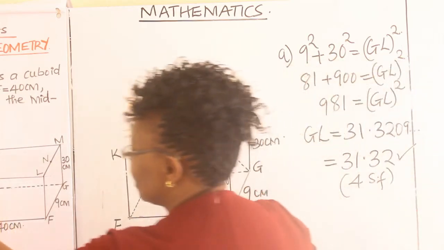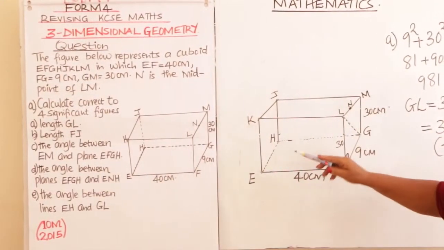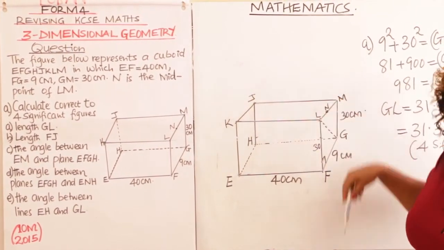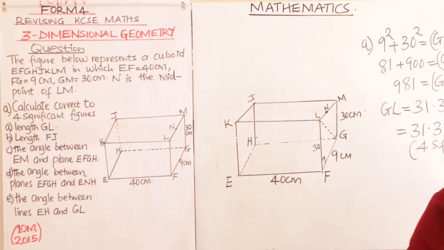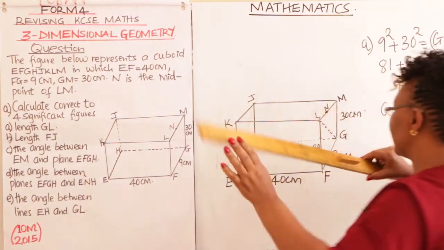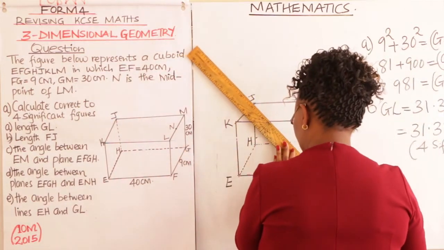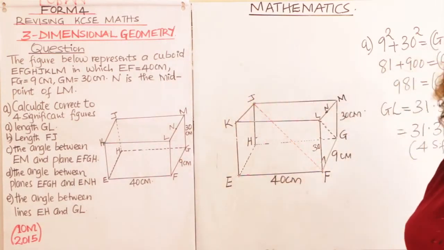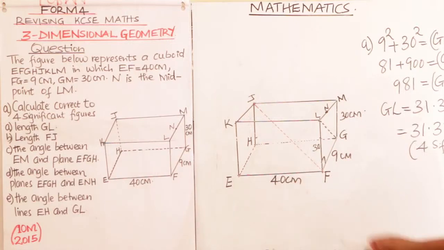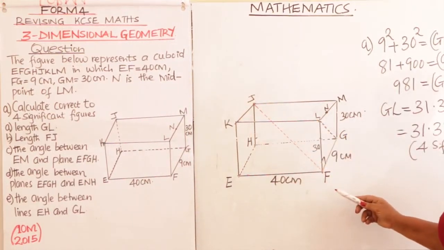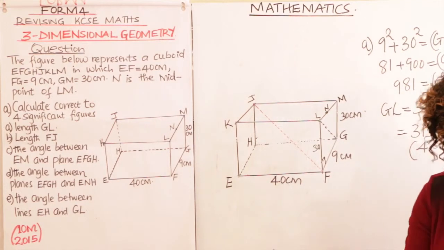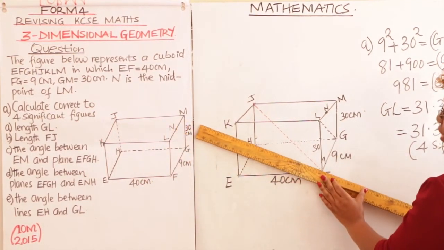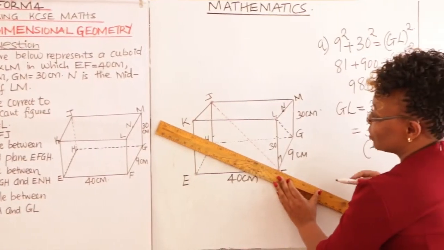We go to part B. What is FJ? Where is F? FJ, this one here, this diagonal here. Maybe I can fix it there with a ruler so that you may see it clearly. That is our FJ. How do we get this FJ? It looks like a diagonal or a hypotenuse. What you do is introduce this diagonal which is down here.